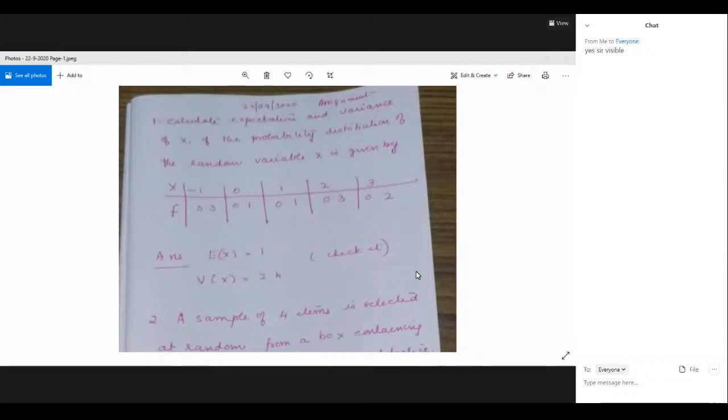All of you try to solve it now: find the expected value of x, or mean of x, both are the same. Expected value E of x equals summation x into p of x. Expand that summation, substitute x and probability values, and simplify. I think all of you got it. Anybody got it? Expected value is 1. Please respond in chat box.